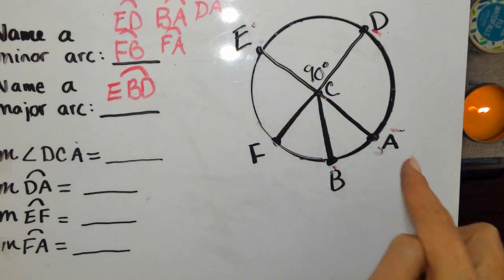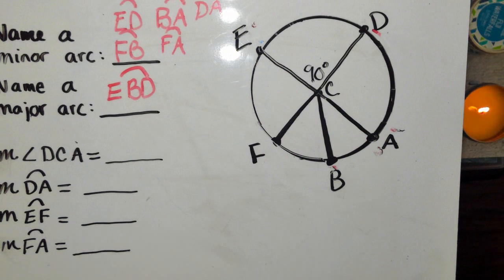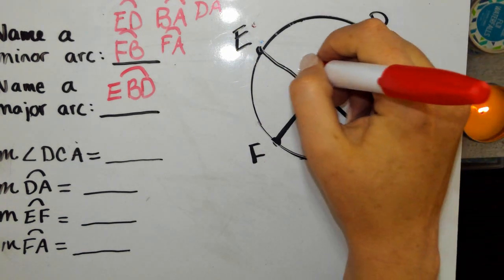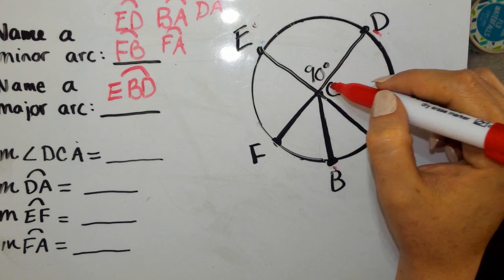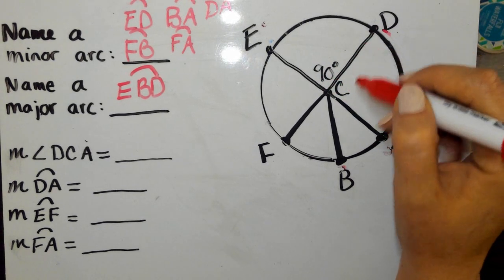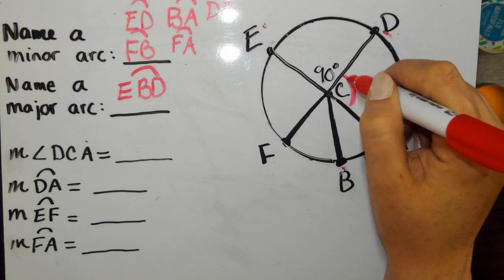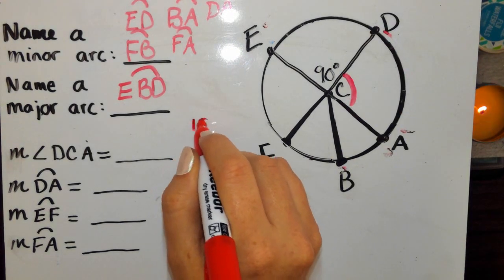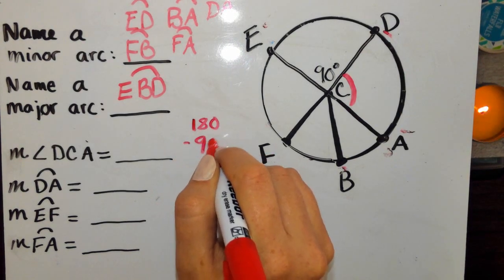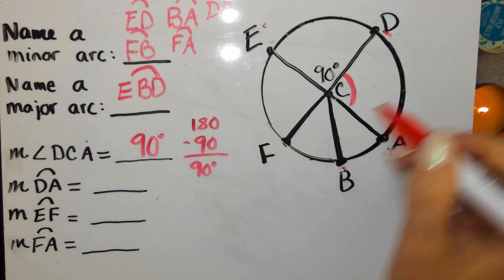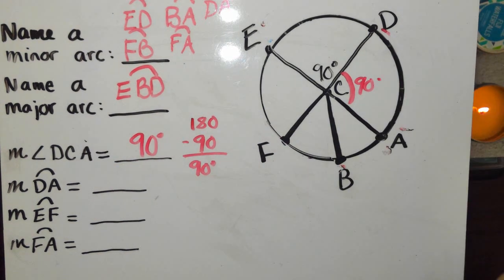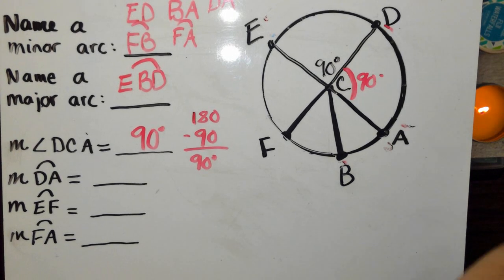Okay, so notice how EA is a straight line. We know straight lines are 180 degrees. We're already given that this angle right here is 90. So if I wanted to get the measure of this central angle DCA, 180 minus 90 leaves us with DCA also being 90 degrees.